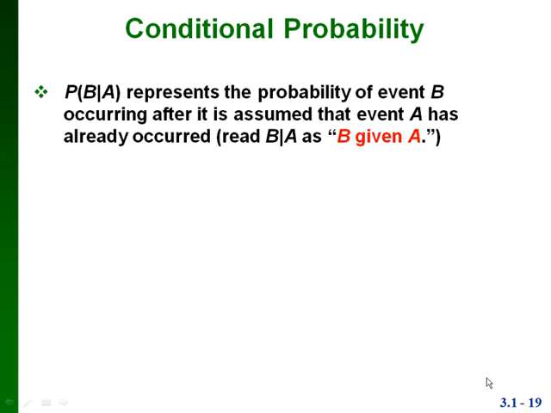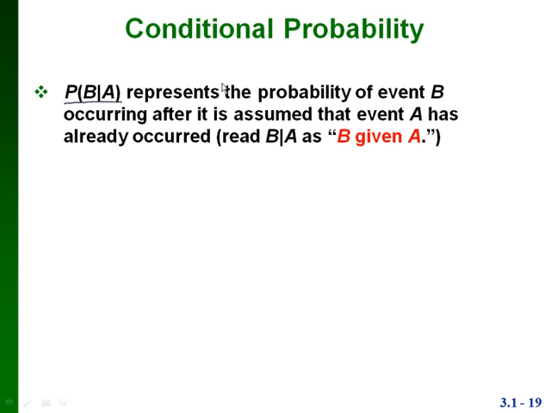In this video, we'll talk about conditional probability and we'll do a few examples of this. First of all, conditional probability means that you're assuming that one event has happened and you want the probability of another event after that. And the notation we use for this is P of B given A, and for the given we use a vertical line. This represents the probability of event B occurring after it is assumed that event A has already occurred.